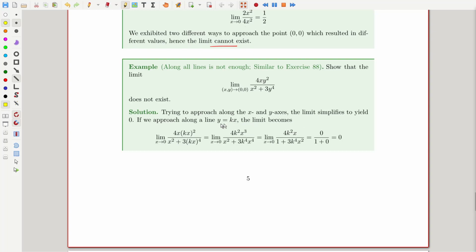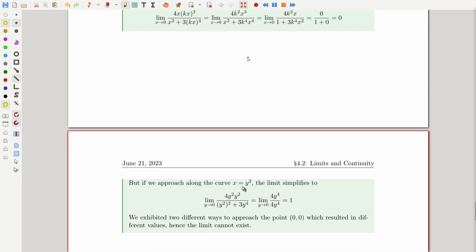If you approach along the line y equals kx, that's going to give you every other line that passes through the origin. So if you consider this expression, what I do next is plug in kx for y, simplify that, then factor out an x squared and cancel. So I cancel out x squared top and bottom, which gives you this, and then at this stage you can plug in 0, so you end up with just a 1 in the denominator and 0 on top, so you end up with 0. Okay, so for all possible lines through the origin, the limit was 0.